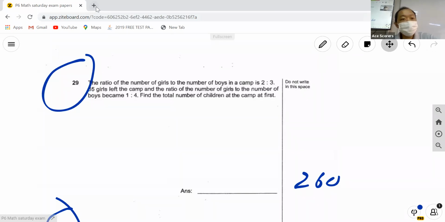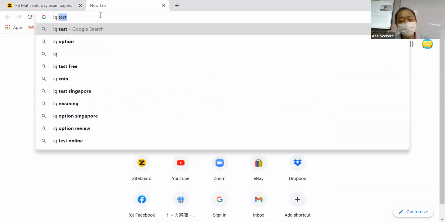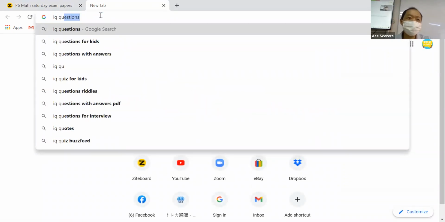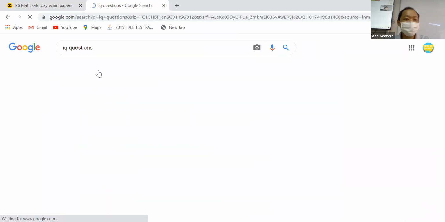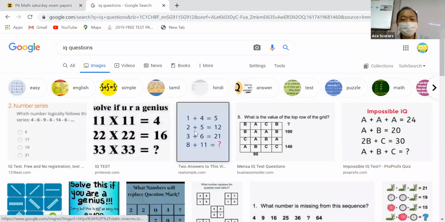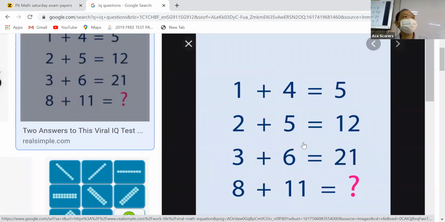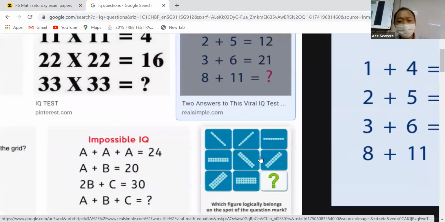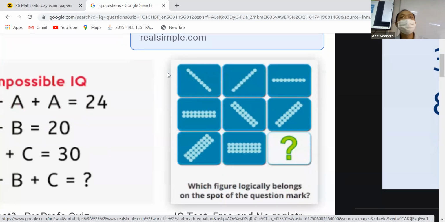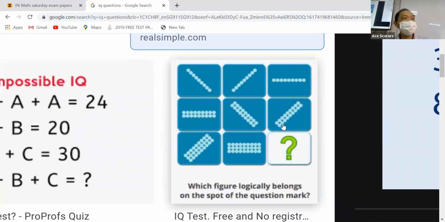Let me show you an example. It's not common sense. If you don't know, you don't know, right? How to prepare? You tell me how to prepare. Practice what? It may not be numbers. What if it was like this? I don't even know. Which figure logically belongs? I don't know.